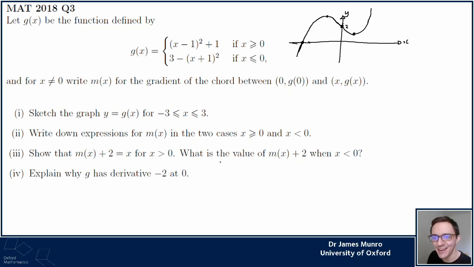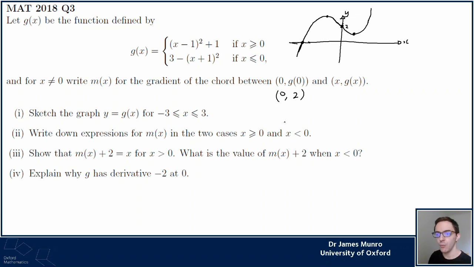Right, okay. We're asked to write down expressions for m of x, so I need to go and read the question and find out that m of x is the gradient of the chord between 0, g of 0 and x, g of x. Well, g of 0 I know now is just the number 2. That's okay, so x equals 0 is in both of these cases, which is a little bit unusual, but luckily both cases give me 2, so it doesn't matter which one I read when x is 0. Okay, g of 0 is 2.